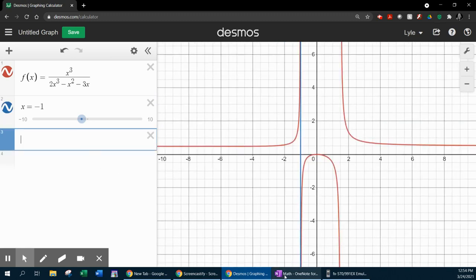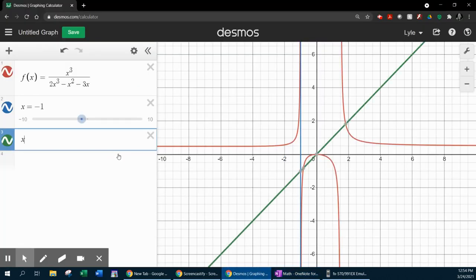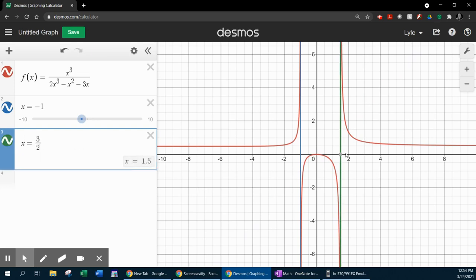And then the other asymptote was x equal 3/2. So if I type in x equal 3/2, you'll see that that line again fits nicely in between the red graph. The graph is approaching, but never touching the green line. And so this is how you can use Desmos to verify that you have your vertical asymptotes correct. You type them in with the function. It should fit nicely within the curves there.